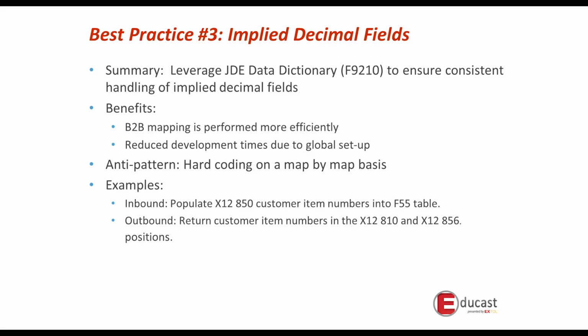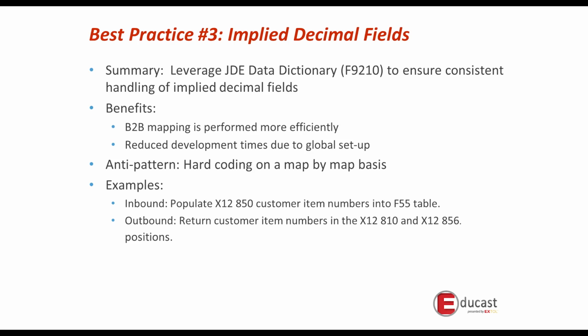implied decimal data fields. As most people who have implemented data in the past know, decimal positions are not stored within the F47 tables. They're stored within the data dictionary. The data dictionary is a central repository that contains the data items that are used within JD Edwards. Each data item in the dictionary is defined by a number of attributes, and one of them is the decimal positions. In our best practice here at Extol, we found that we can leverage the data dictionary, which is the F9210 table, to ensure consistent handling of the implied decimal data fields.